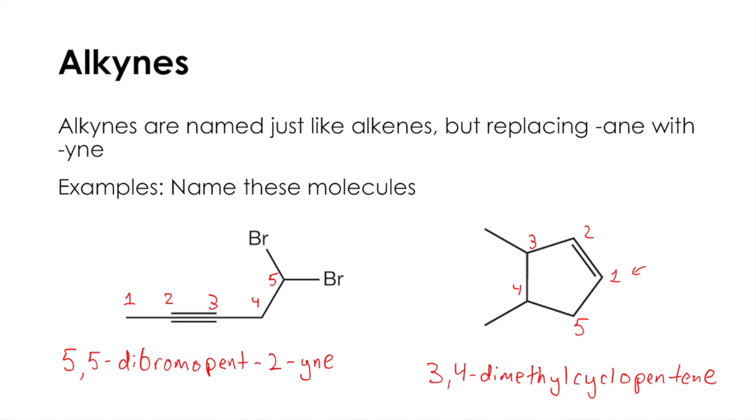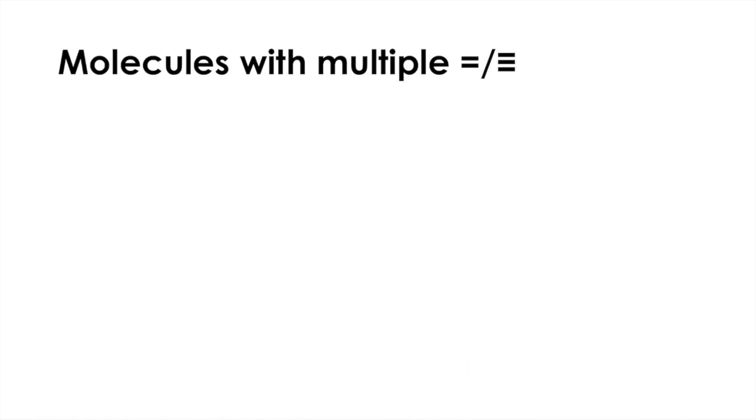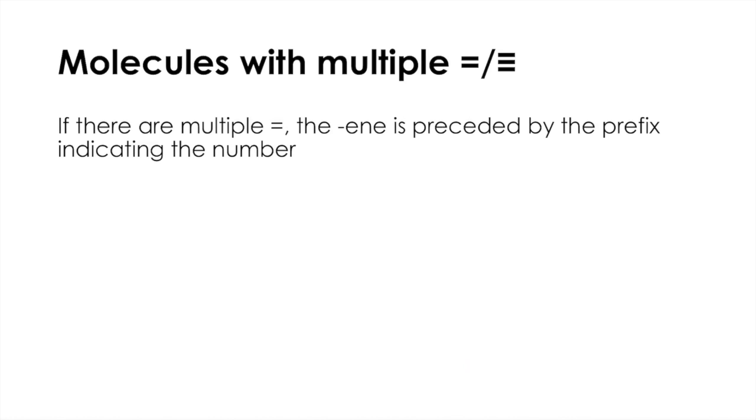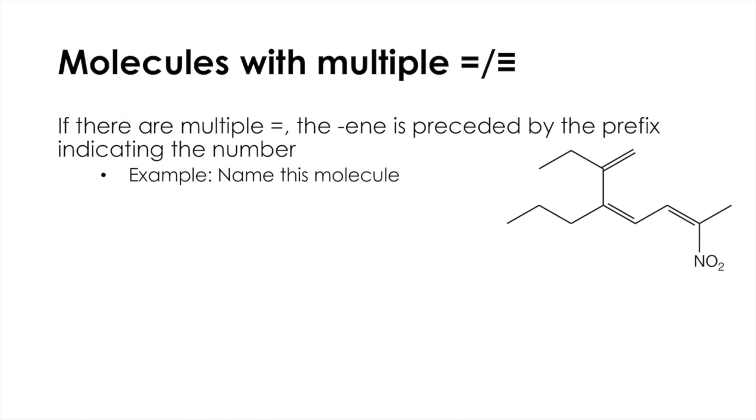Like that. And because there's no index indicated here, it's assumed that it will be on 1. So what if we have a molecule that has multiple double or triple bonds in it? How do we name that? So if there are multiple double bonds, the ene is just preceded by the prefix indicated in the number. So just like we had dichloro or trichloro, we can have dienes or trienes.